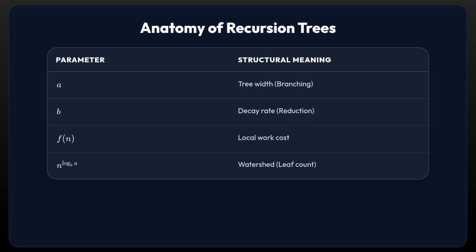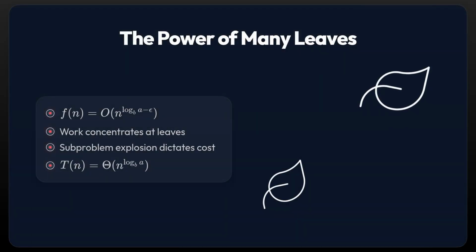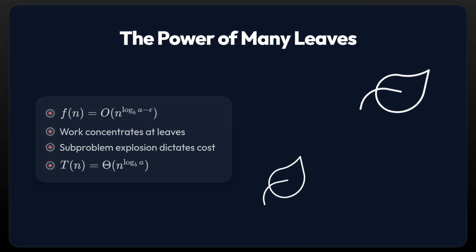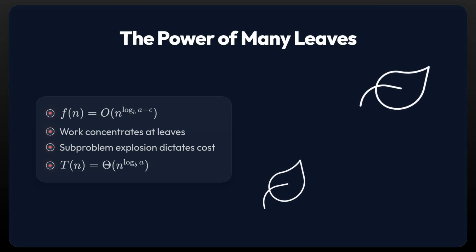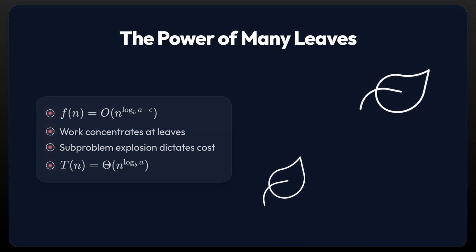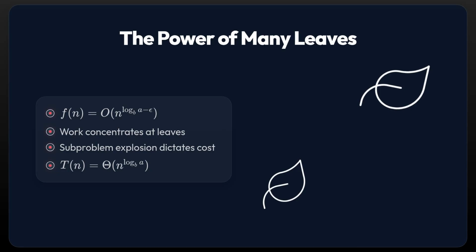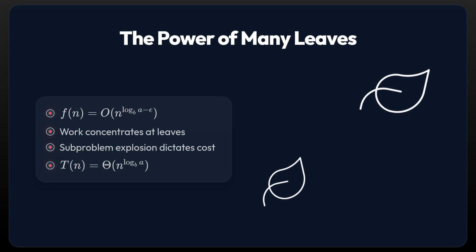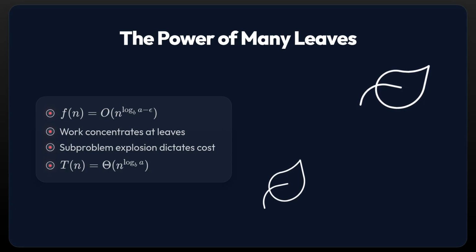In regime 1, the recursion tree is intensely leaf-heavy. The cost of splitting and combining is cheap, but the sheer volume of subproblems is overwhelming. The total runtime is asymptotically bottlenecked by the number of leaves. For example, if a manager delegates tasks instantly, but the thousands of frontline workers take all the time, the frontline determines the speed. Local optimizations at the top are mathematically useless here.